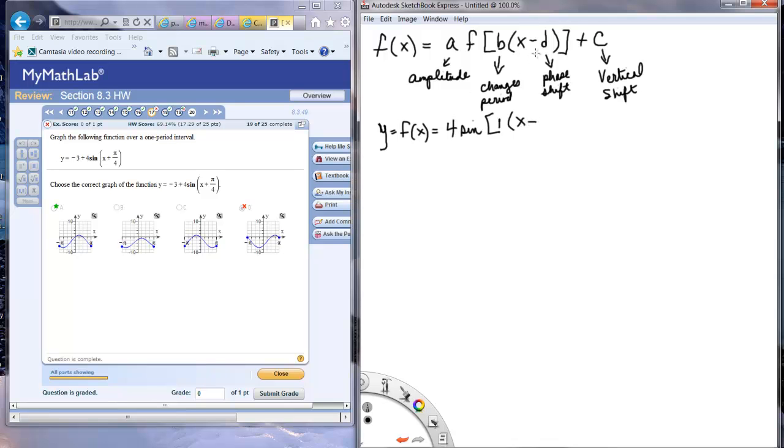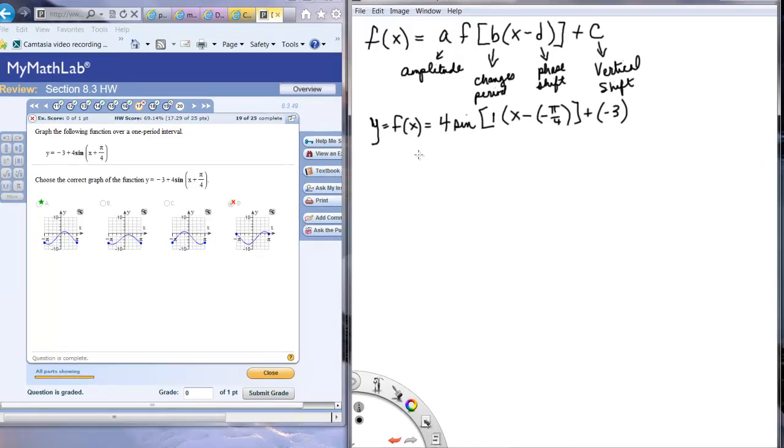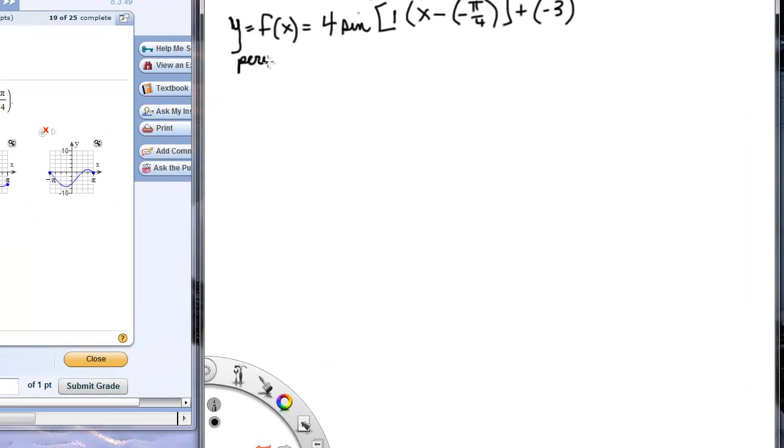Now this has to be in this form, x minus the phase shift. This is x plus pi over 4, which is x minus negative pi over 4. And negative pi over 4 is my phase shift. So, I could see that b is 1. The period would be, for the sine function, 2 pi over b. In this case, b is 1, so it's just 2 pi. So it's going to take 2 pi radians for this graph to make one complete cycle.